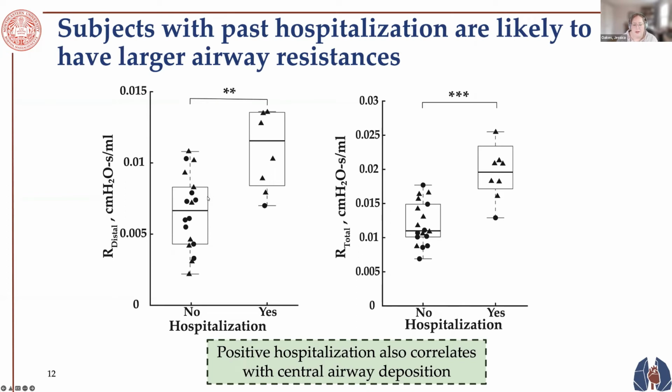Note here, we do have a mix of mild, moderate, and severe subjects. So the triangles are severe subjects and the circles are mild, moderate. We also saw a similar correlation with central airway deposition.